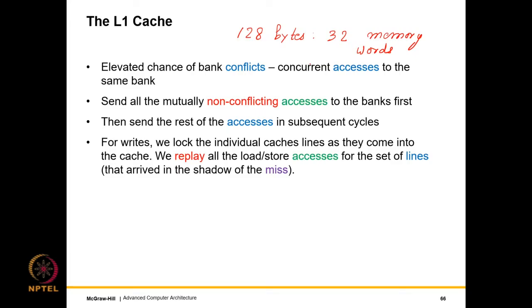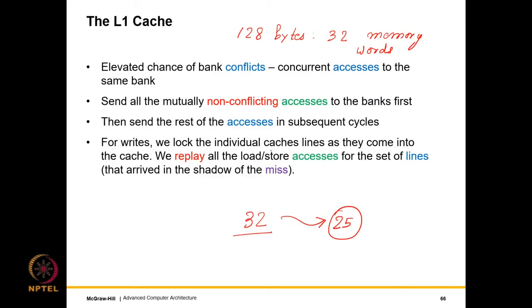So what we can do is we can have a dedicated piece of hardware that will send all the mutually non-conflicting accesses to the banks first. So out of, let's say, all the accesses, let's say 32, we might find 25 accesses that are mutually non-conflicting. We send them first. Then the rest of the accesses are sent to the banks in subsequent cycles. So they're gradually drained.